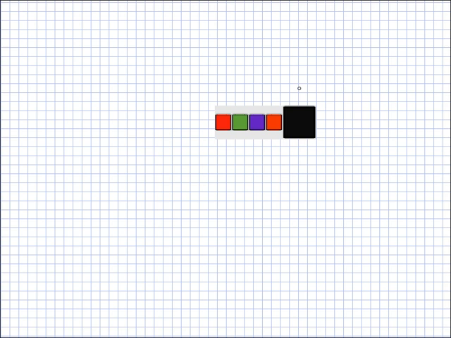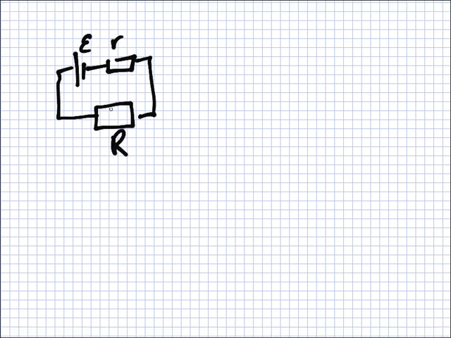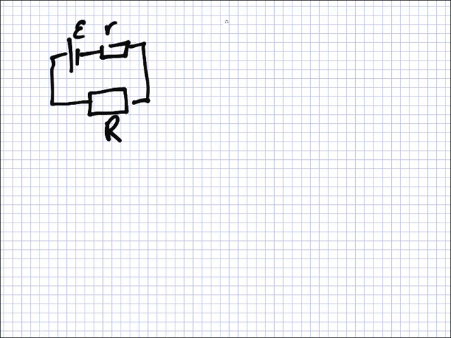Right, what's going on? Let's see. A cell of EMF E, internal resistance r is connected to a 6 ohm resistor. We've seen this type before. You've got your cell with its EMF, and a large resistor here. Then we can use Kirchhoff. We can say E minus IR minus Ir equals 0.